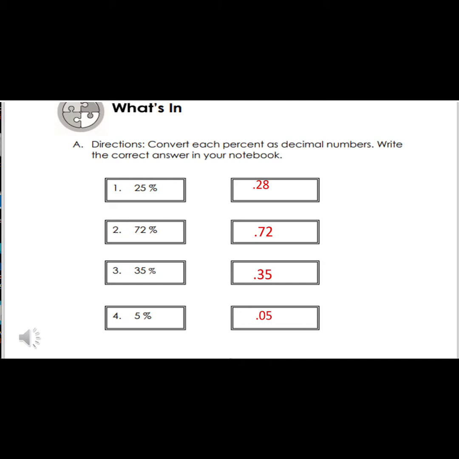When you have 28%, count two places from right to left, then put the decimal point. So we have 28 hundredths or 0.28. For number 2, 72%, count two places from right to left, we have 72 hundredths or 0.72. 35% becomes 0.35 or 35 hundredths. 5%, count two places from right to left, so we lack one decimal place, so we add 0, so we have 0.05 or 5 hundredths. This is now for the changing of percent to decimal.